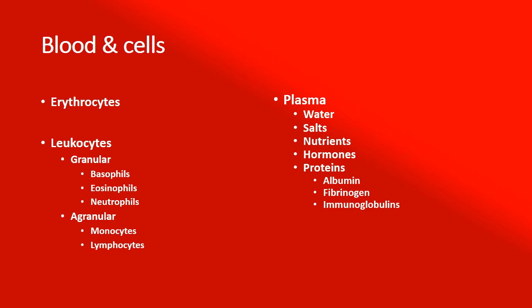There's also plasma. So red blood cells and plasma are completely different things. Plasma is where the water, salts, and nutrients, hormones, and different proteins are located.